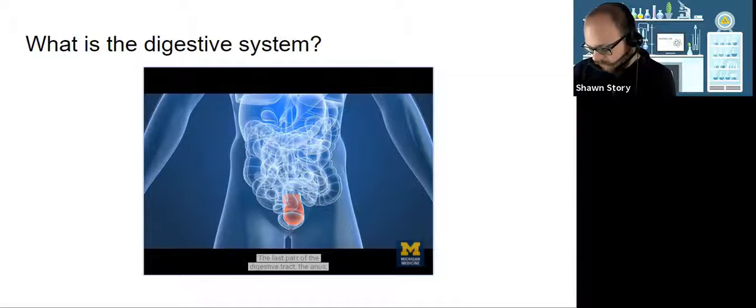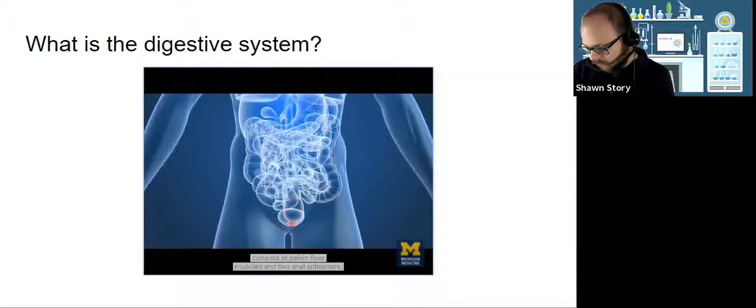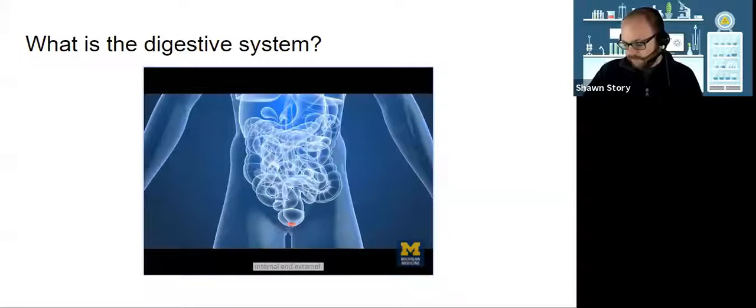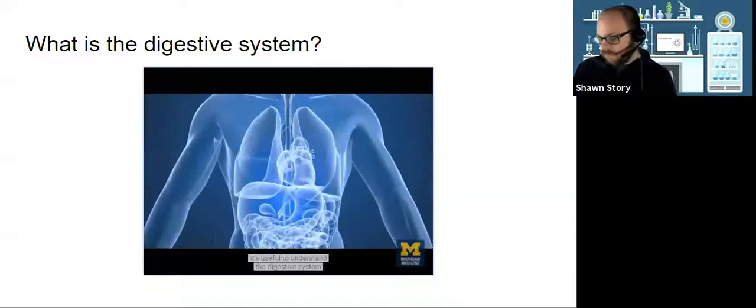The last part of the digestive tract, the anus, consists of pelvic floor muscles and 2 anal sphincters, internal and external. Together, their jobs are to detect contents in the rectum, determine whether the contents are liquid, gas, or solid, and then control when stool should or shouldn't be excreted from the body.